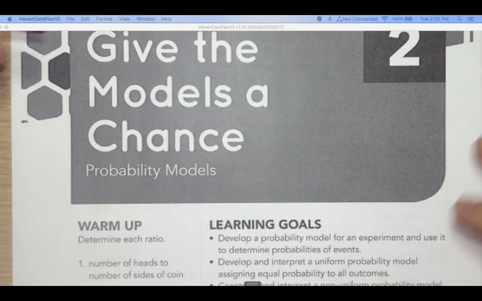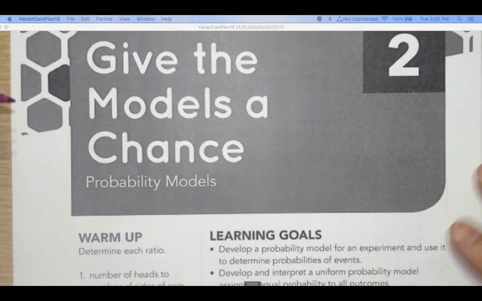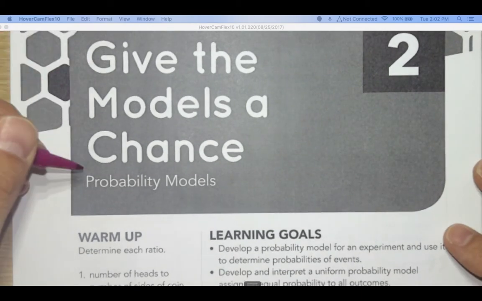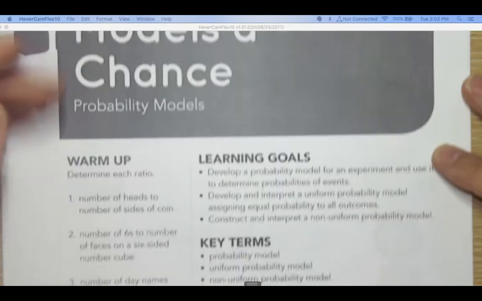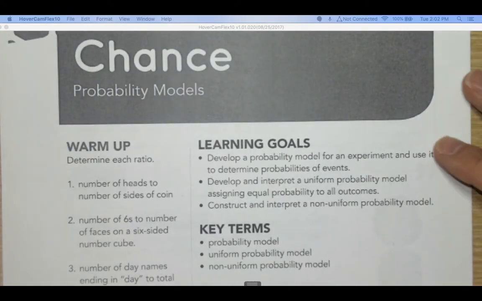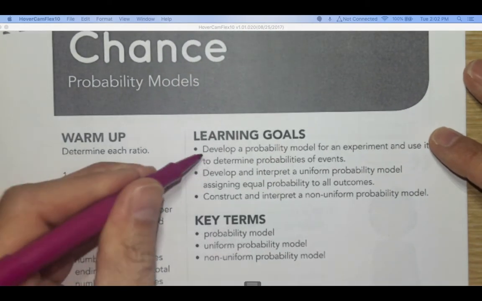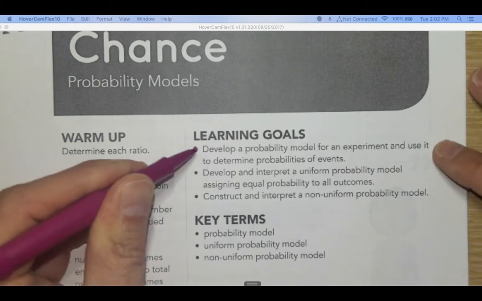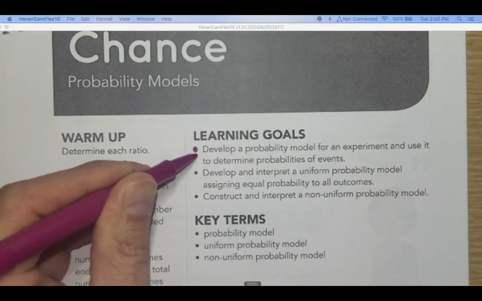Hello. This is Module 4, Topic 1, Lesson 2. And so this is talking about give the models a chance, probability models. Okay. Our learning goals in this section are going to be to develop a probability model for an experiment and use it to determine probabilities of events.